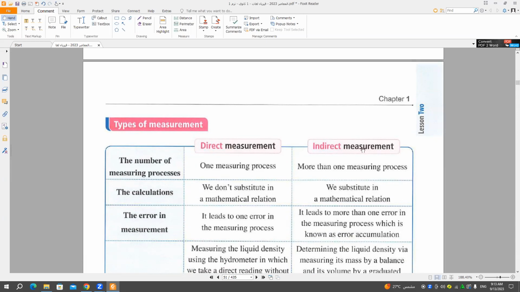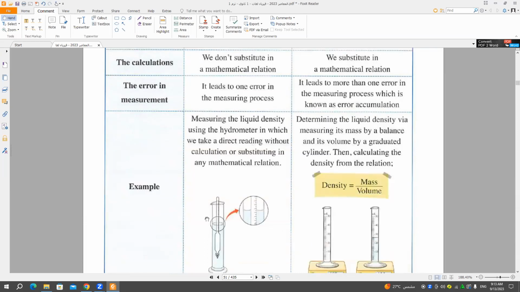Which one of them is direct or indirect measurement? For example, if you want to measure the density of a liquid, we will use a device called a hydrometer. This device measures the density of a liquid by the direct method. But when you get the mass by using a common balance, and get the volume by using a cylinder, and divide mass over volume, you will get the density. But the number of errors here is more than the number of errors in the direct measurement.